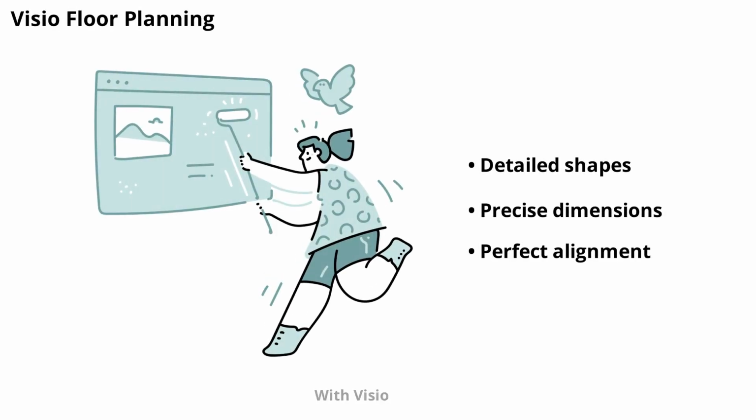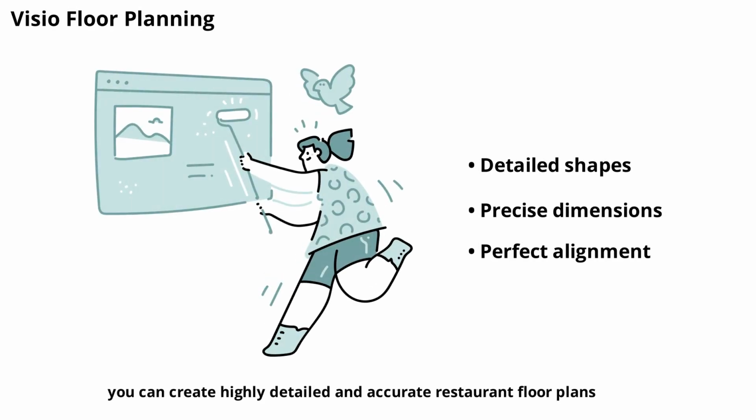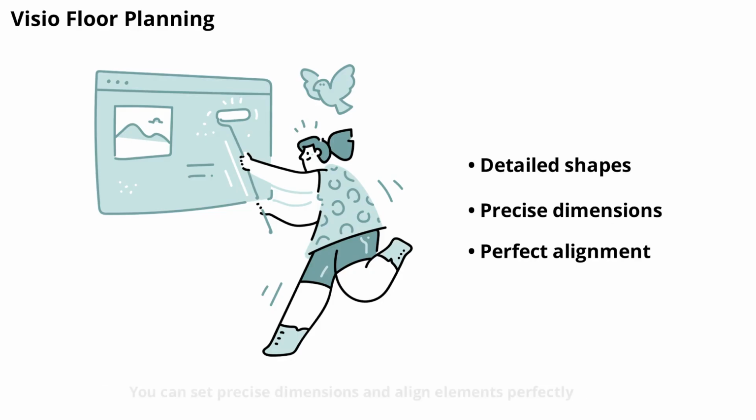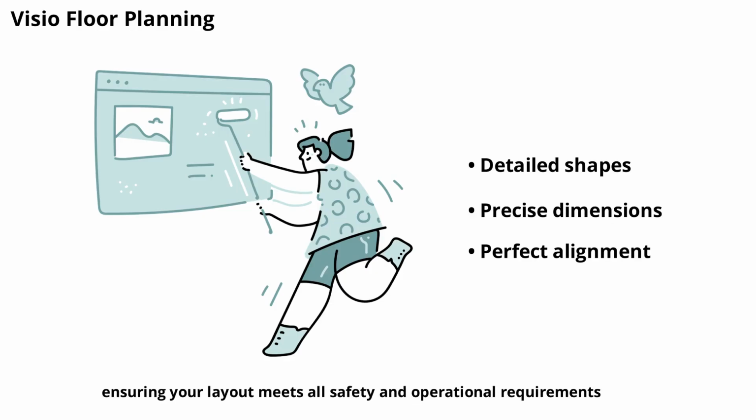With Visio, you can create highly detailed and accurate restaurant floor plans. The software provides a wide range of shapes and stencils for tables, kitchen equipment, and more. You can set precise dimensions and align elements perfectly, ensuring your layout meets all safety and operational requirements. This level of detail is especially valuable for new builds or major renovations.